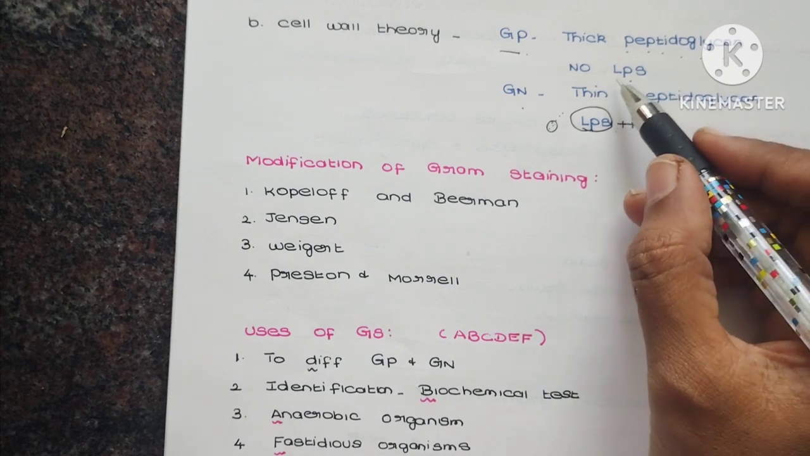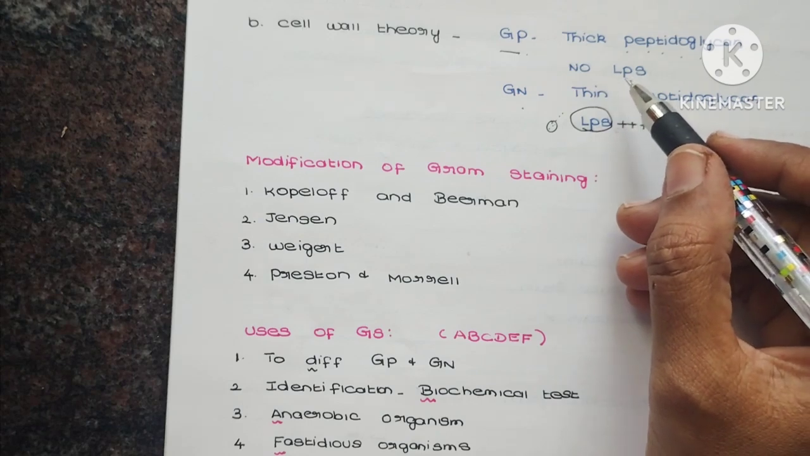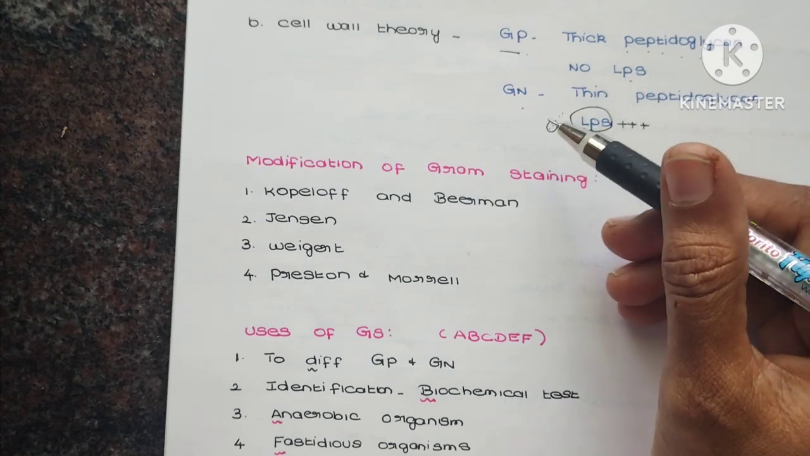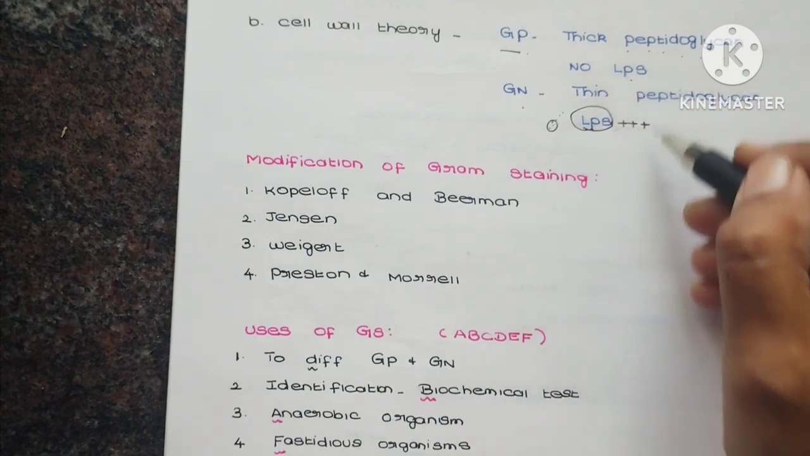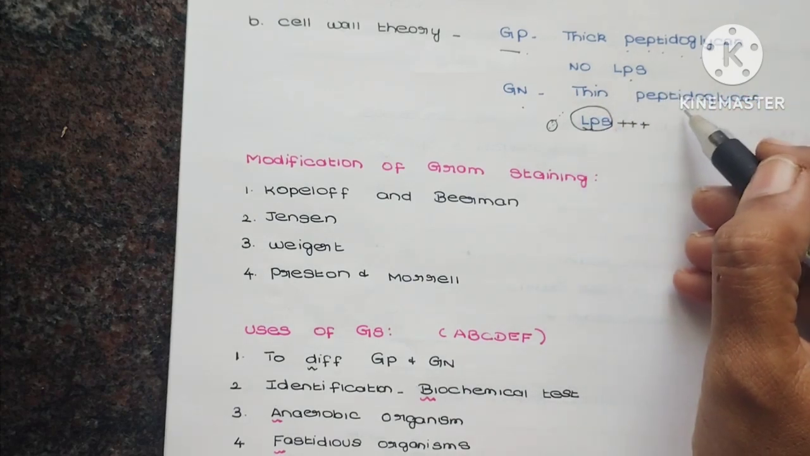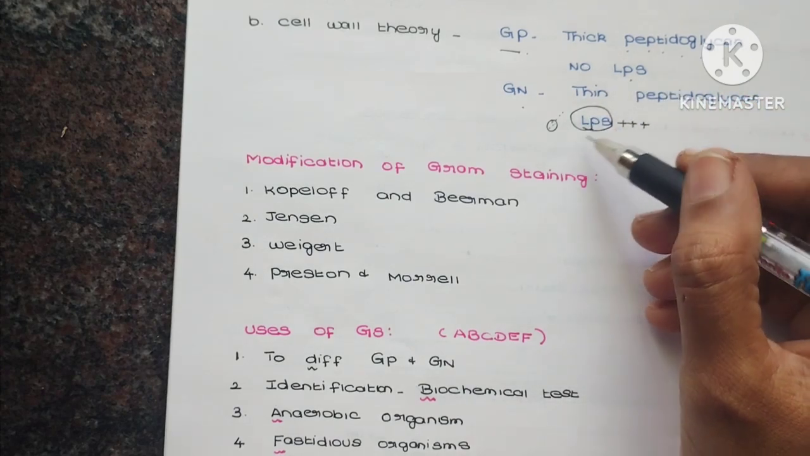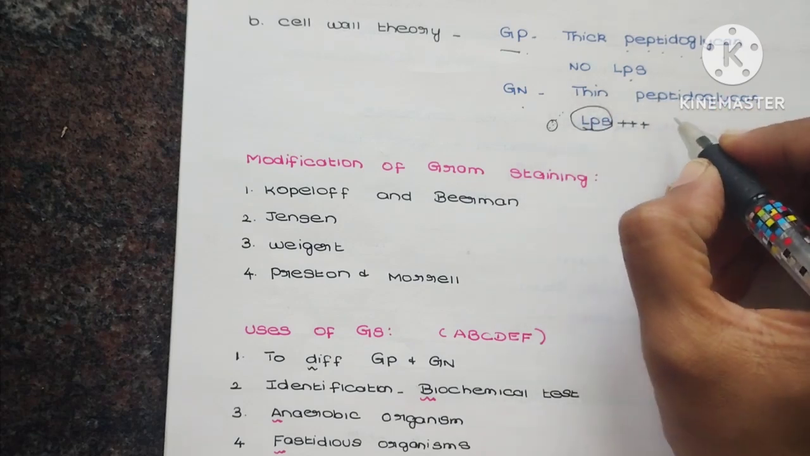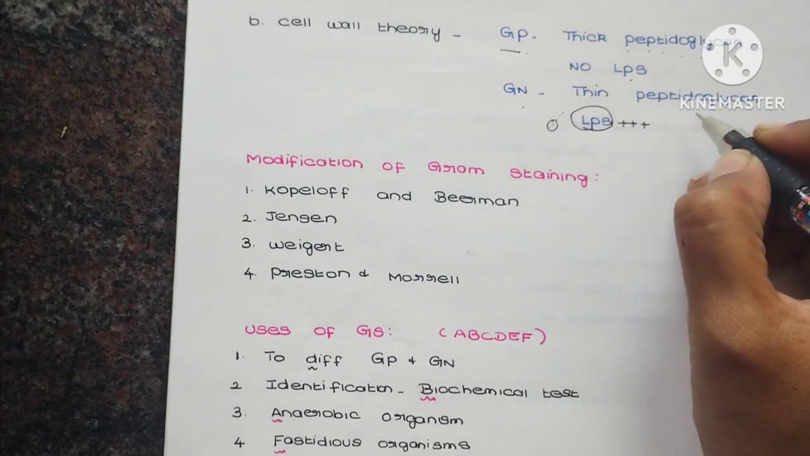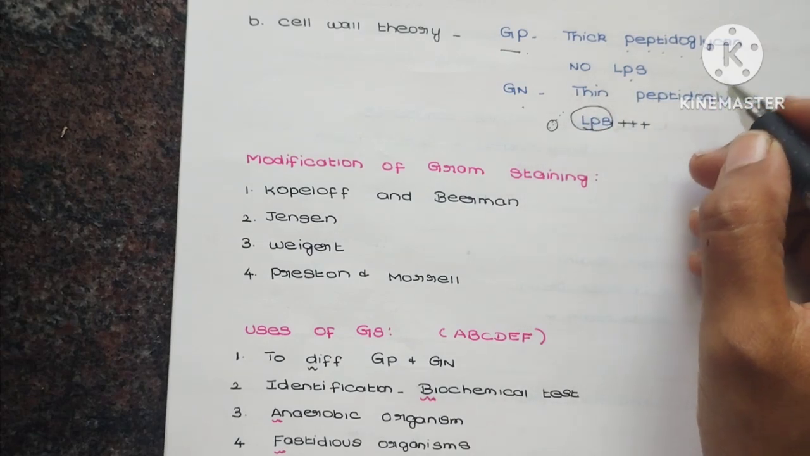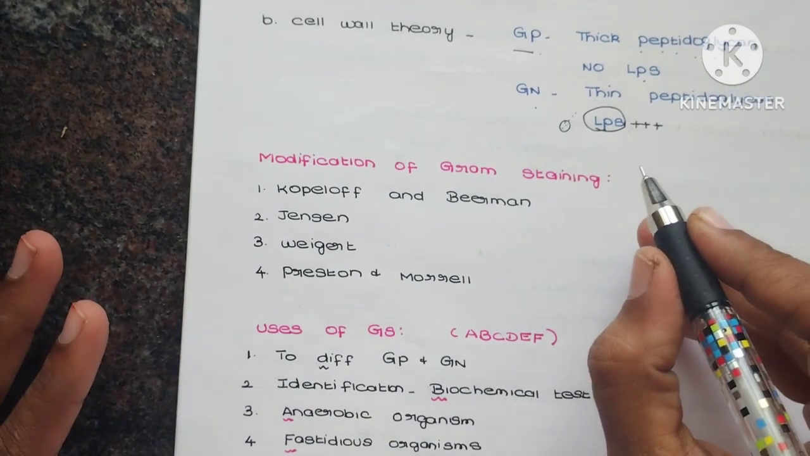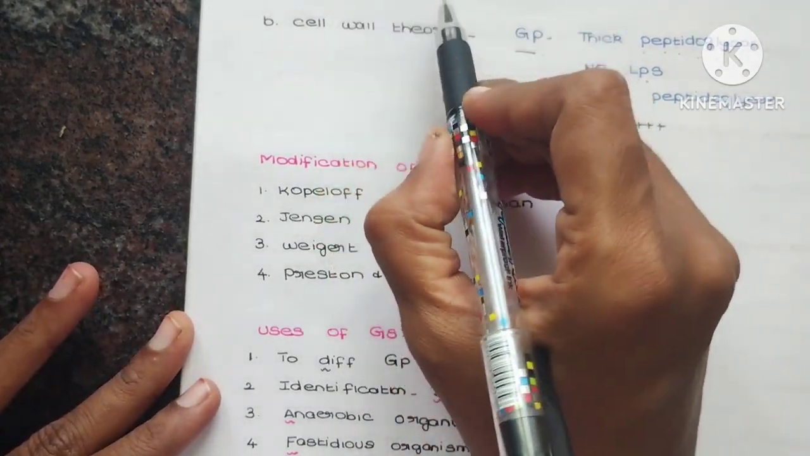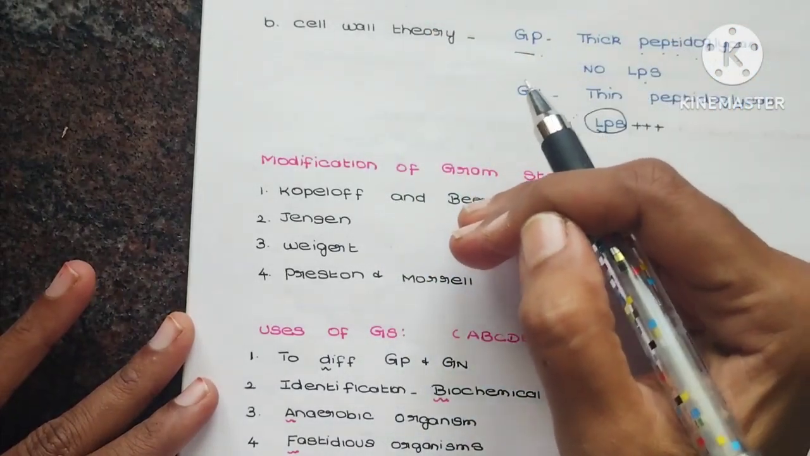Next you will be adding a counterstain, that is dilute carbol fuchsin. The gram positive, as usual, has already taken the stain and won't take the further stain. But the gram negative, as it is colorless and has no proper peptidoglycan or lipopolysaccharide, will take up the dye and become pink in color. Okay, so this is the basis. Just remember there are two theories: one is the cell wall theory, another is the pH theory, and you need to know these steps.